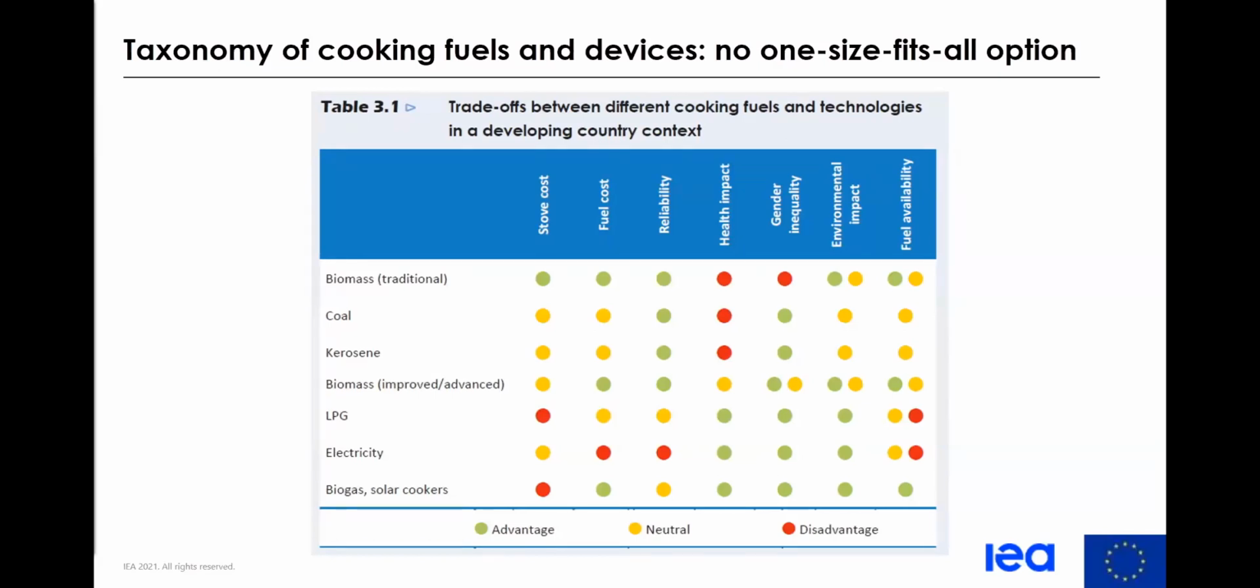Then we take into account reliability, health impact, because if you are not using clean cooking fuels, such as coal, this is a disadvantage for health. There is also the gender inequality, as it is mostly women that collect wood for cooking, and there is also the environmental impact to take into account.